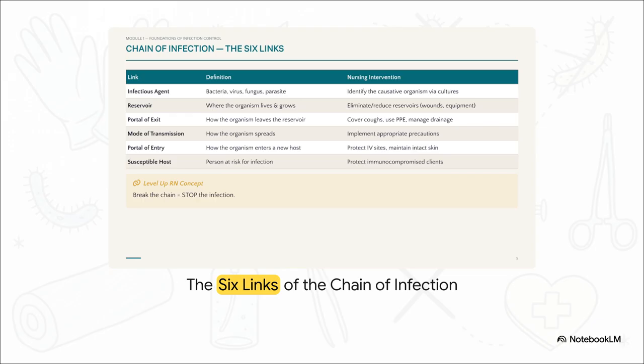The organism basically has to find a reservoir to live in, a portal of exit to leave, a mode of transmission to travel, and then a portal of entry to invade a new person. If this chain remains completely unbroken, an infection is pretty much guaranteed. But as defenders, our ultimate goal is to shatter this chain. Every single link in this cycle has a corresponding clinical action that can break it.